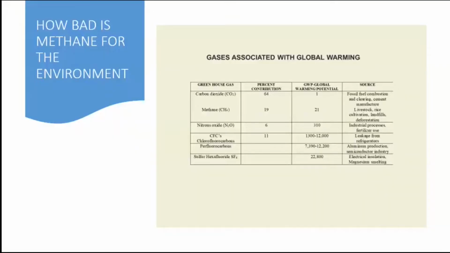Now, how bad is methane for the environment? If you can see this picture here, let me try to blow it up a little bit. I guess it's not working. So anyway, you can see this. This has to do with global warming. And I have some numbers here. I just want to briefly mention them to you.